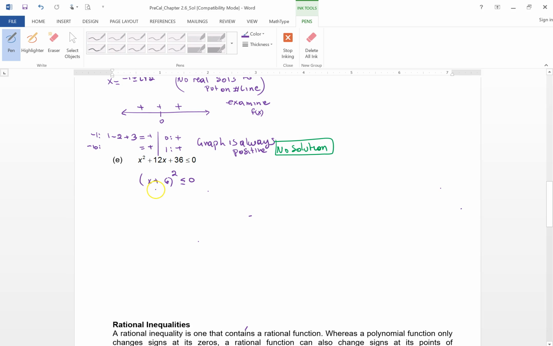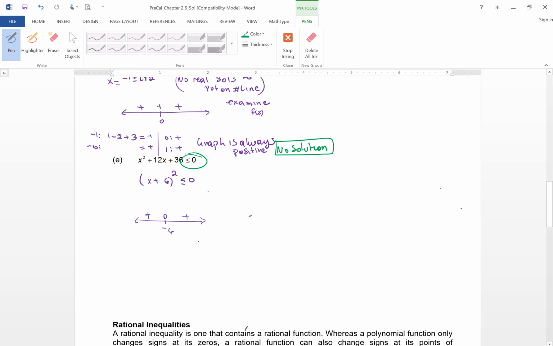Now, from here we get that x equals -6, right? So I put -6 here. Now, if I pick a number below -6 and put it in here, I get positive. If I pick a number above -6, like 0, and I plug it in here, I get positive. What do I get at -6? If I put -6 in there, what do I get? 0. Now, this equation is asking me for less than or equal to 0.